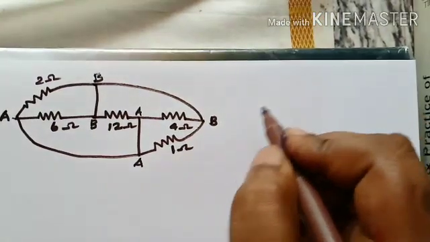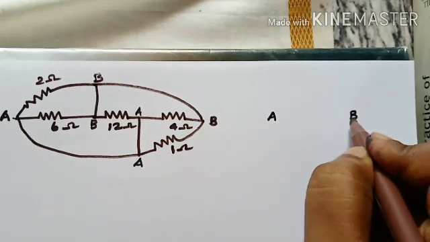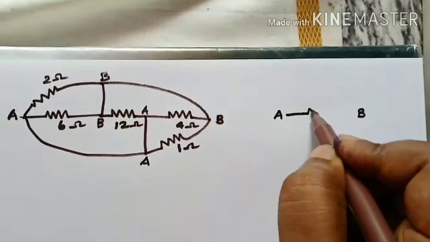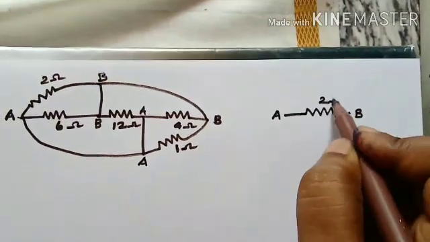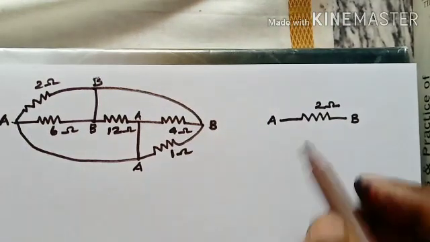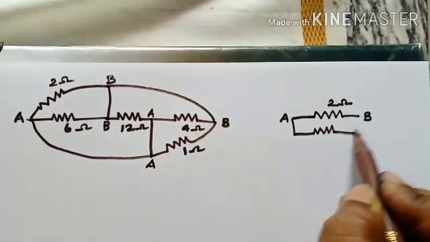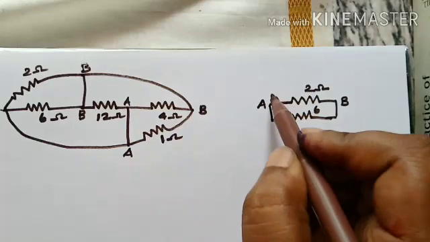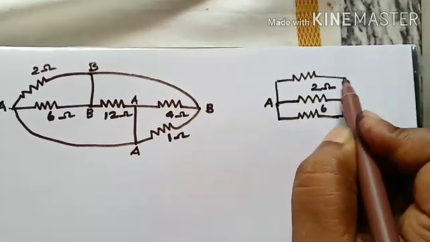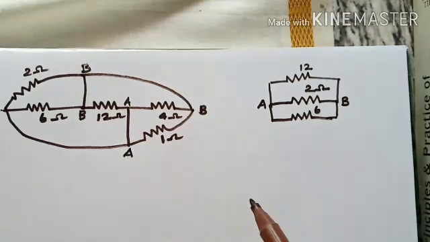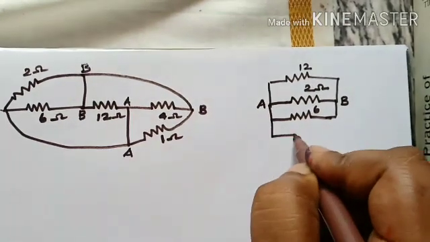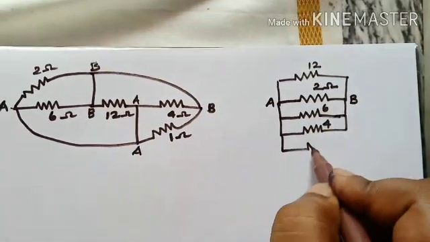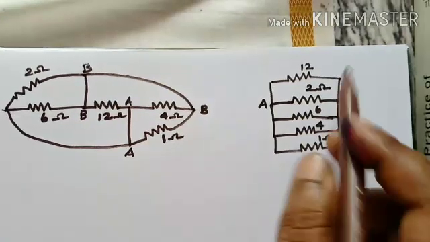So if I draw an equivalent circuit for it, there will be point A and point B. Between them, A to B, a 2 ohm resistor. Now A to B, a 6 ohm resistor. Now B to A, 12 ohm. Now A to B, 4 ohm. Now A to B, 1 ohm. That means it became a simple circuit.